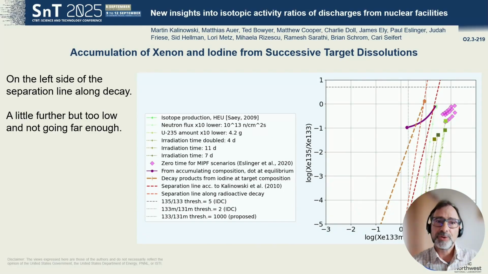The second hypothesis, now shown in dark magenta, is the accumulation of xenon from iodine from successive target dissolutions. So for every day we add some more iodine and see how it develops if this accumulates. The curve is found on the left side of the separation line, and it goes a little further, but it's still too low and not going far enough.